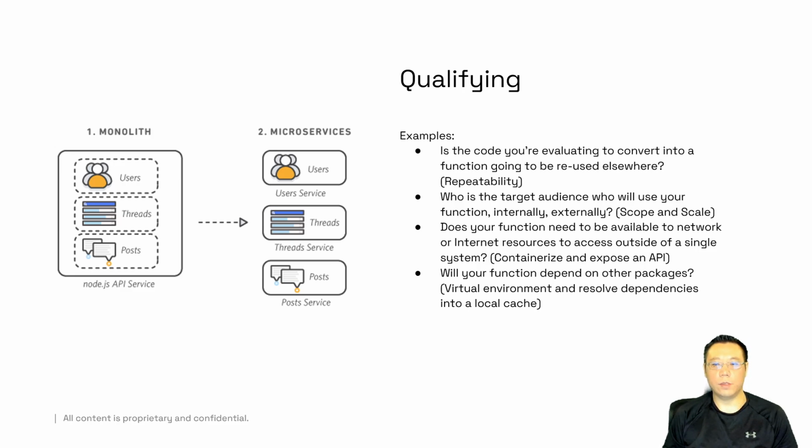Who is the target audience? What is the function? Is it internal or external? How do we scale that function? Should it become an API to begin with? Should it be a local API or qualify as a fully blown microservice API with RESTful requirements? Does your function need network connectivity? Maybe you need to containerize it and expose it as an API. And does your function depend on other packages, virtual environments, resolving dependencies? All that has to be put in scope on qualifying what should be a function to begin with.